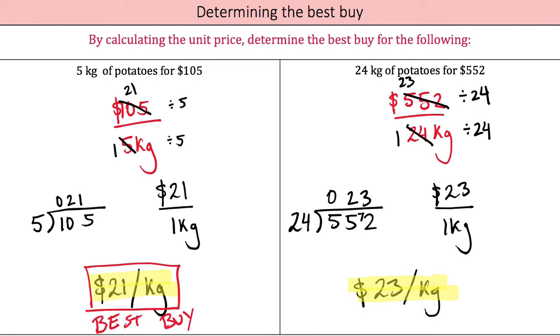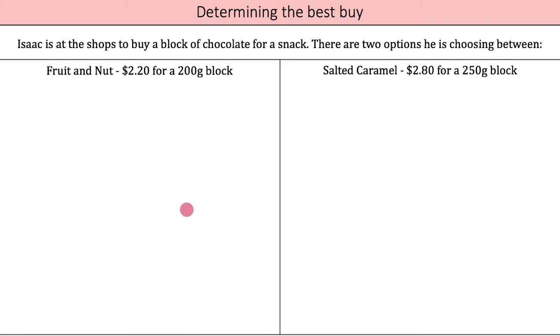All right, we have one more question and then we are done. This one's a little different. You should remember this. You saw this on the pre-test. It says Isaac is at the shops to buy a block of chocolate for a snack. There are 2 options he is choosing between. We have a fruit and nut, which is $2.20 for a 200-gram block, and a salted caramel for $2.80 for a 250-gram block.